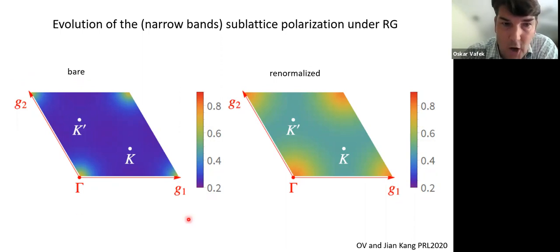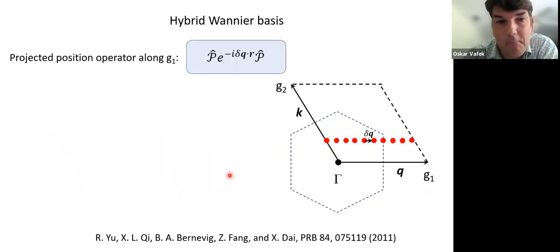Now we start with the bare model, which has w0 over w1 of 0.83. This value is inspired by the ratio of the AA to AB areas measured in STM by Ali Yazdani's group. But then we see that under RG, which has to be done numerically in the second stage, the sublattice polarization is significantly enhanced. So we are indeed going towards the chiral limit. There's another thing we can check, and that's the Wilson loop eigenvalue.